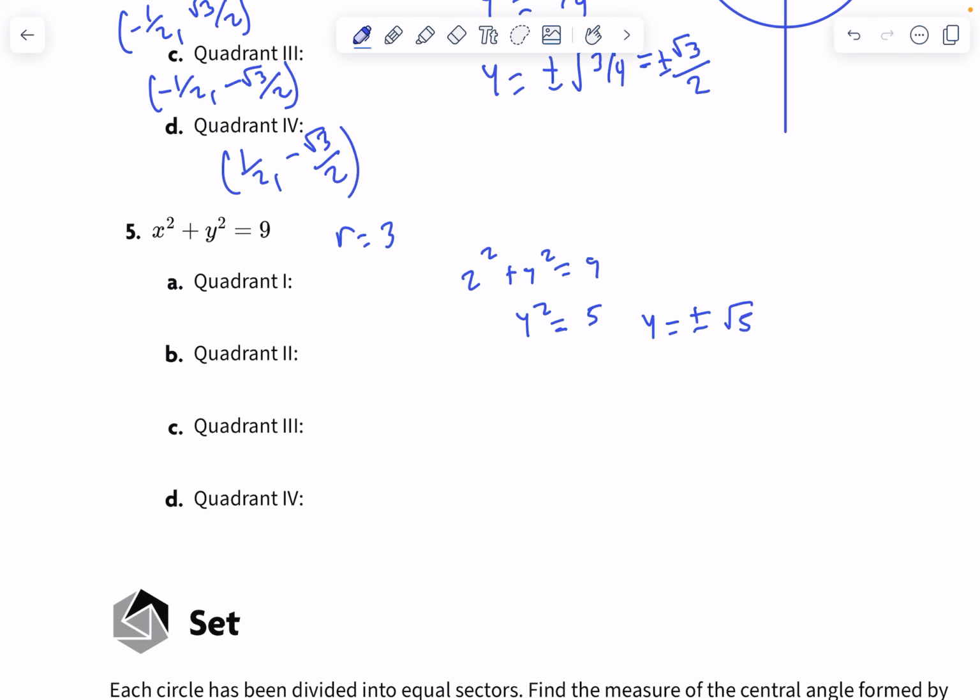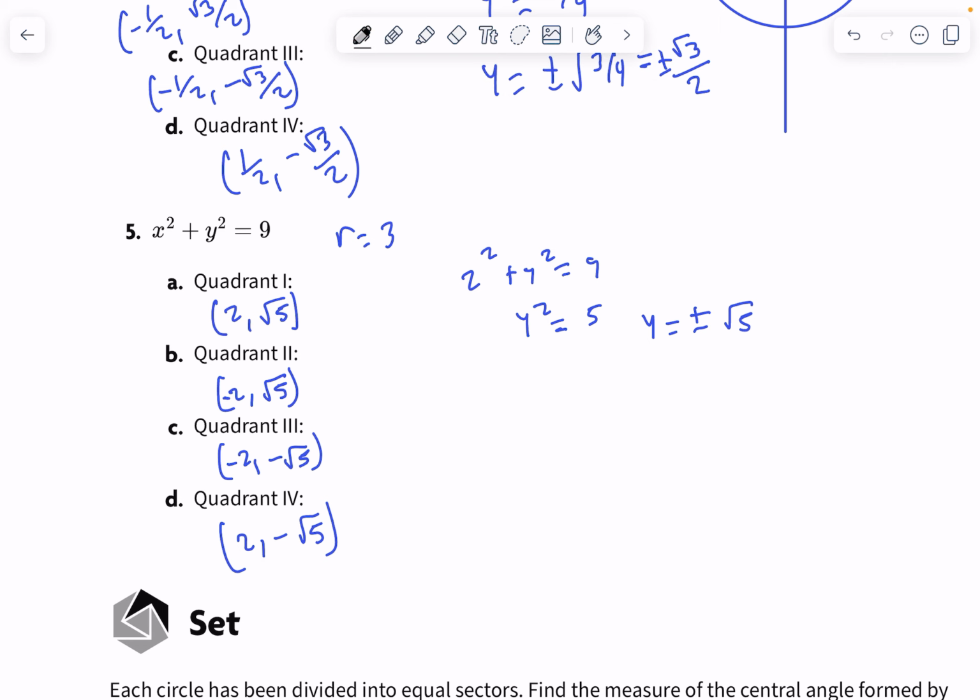So for quadrant 1, I'm at 2, comma, square root of 5. For quadrant 2, I'm at negative 2, square root of 5, negative 2, negative square root of 5, and then I'm at 2, negative square root of 5. Okay? How do I know if this works?